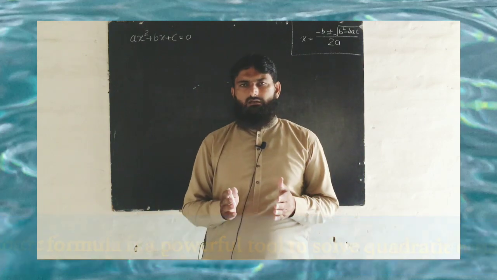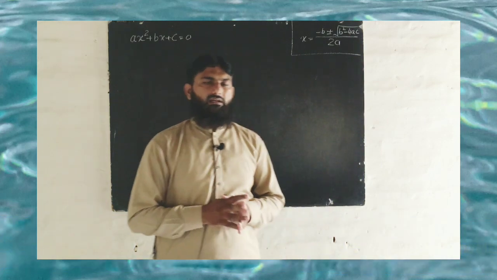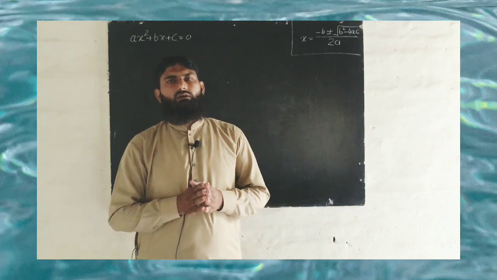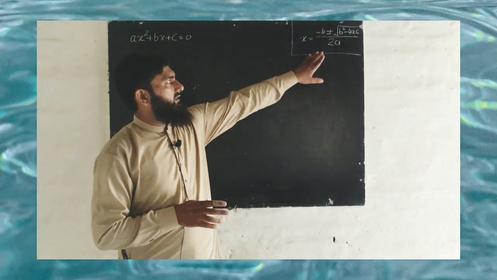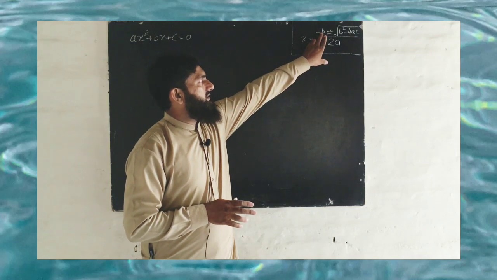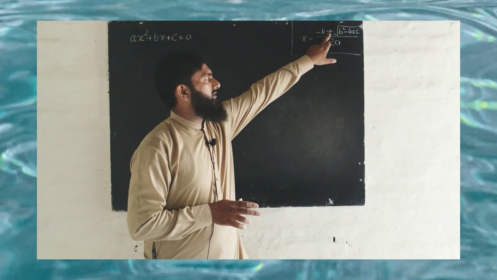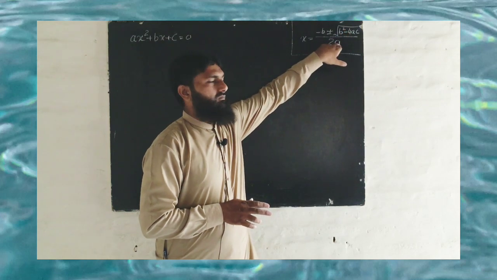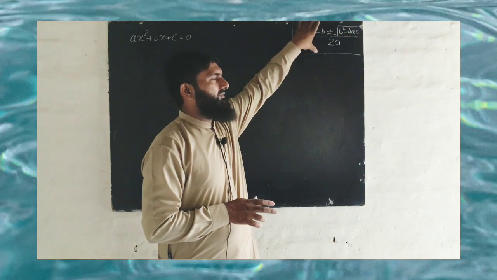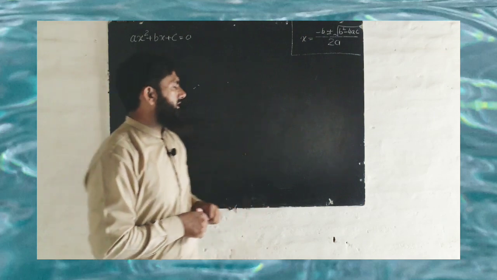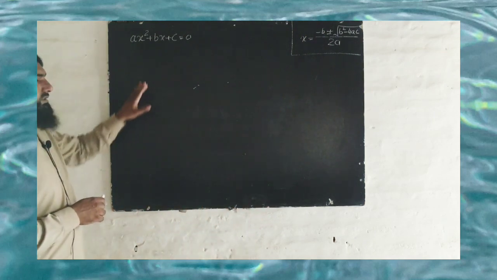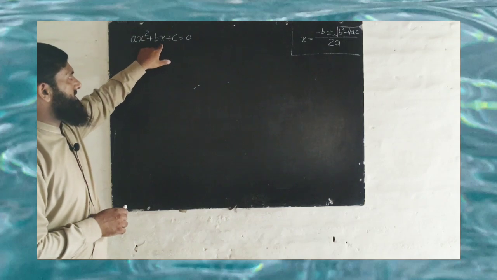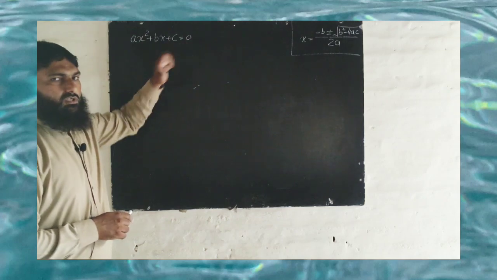And today our topic is to derive the quadratic formula, the general formula, which is written here: x is equal to minus b plus minus under root b square minus 4ac over 2a. We have to derive this formula, and we all know the general or standard form of the quadratic equation is ax square plus bx plus c is equal to 0.